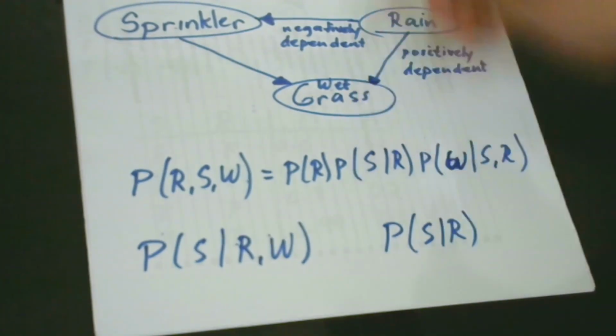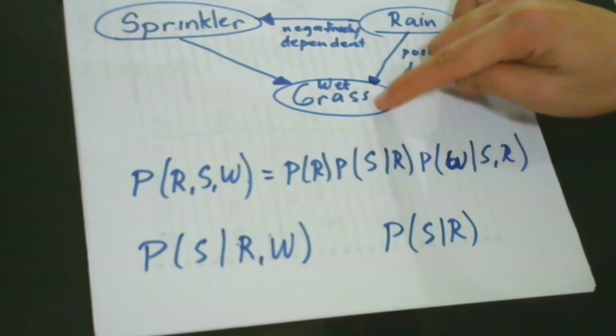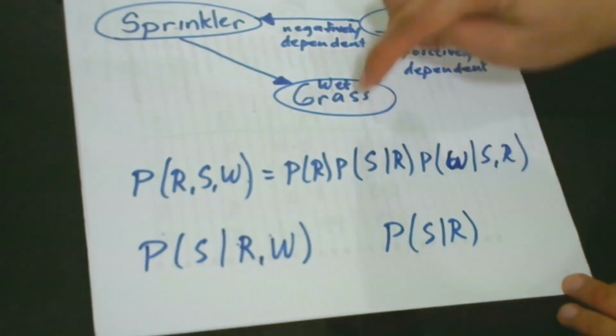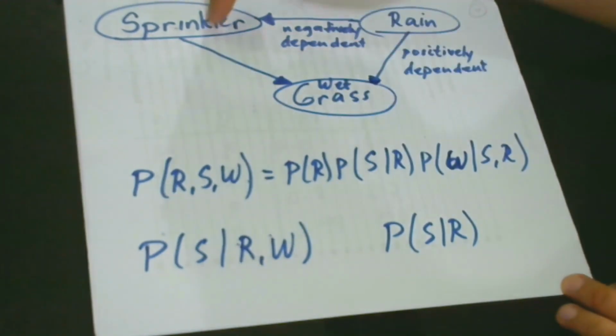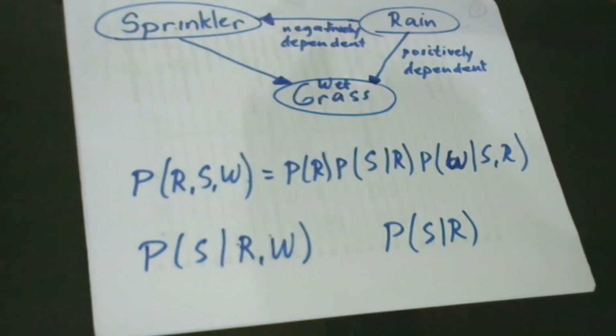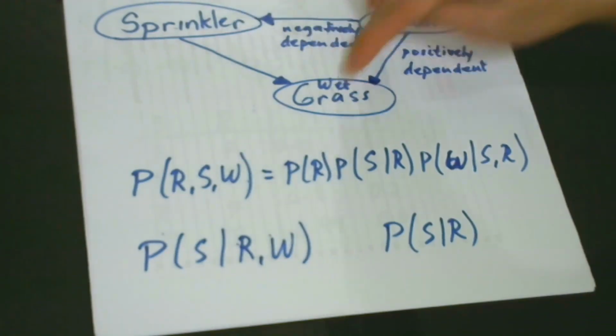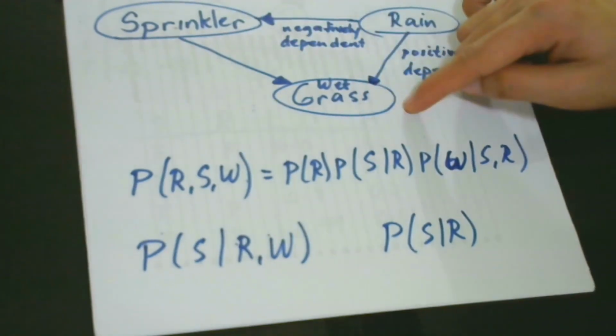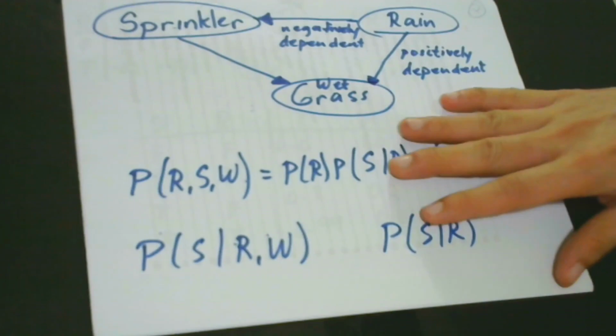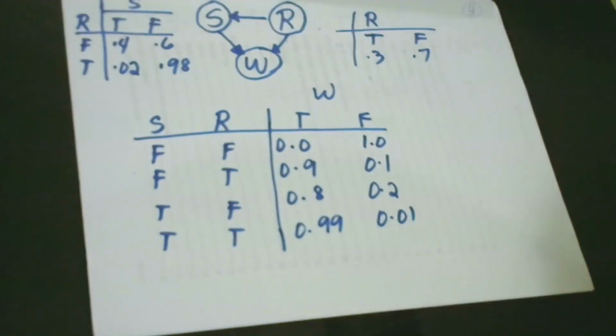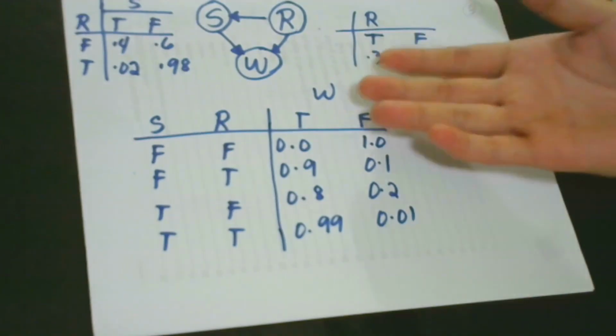Okay, so W here, wet grass, does not have any connection to the chance of turning on the sprinkler. But it's actually the other way around. It is the sprinkler that has a direct connection to the chance of having wet grass. So let's have this table for better understanding of what we mean by this.